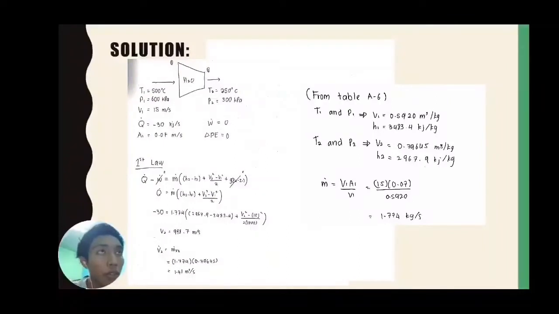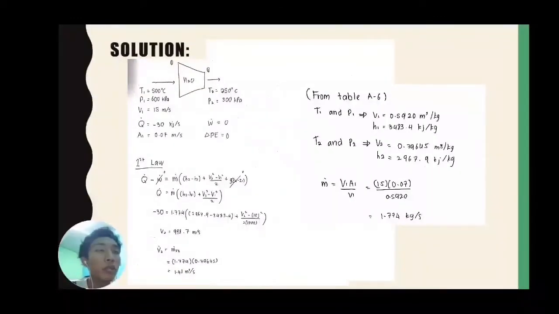It is negative because the heat is lost. Next, A1 is equal to 0.07 meters square. We also know that there is no work, so W dot is equal to 0, and there is also no elevation, so potential energy is equal to 0.